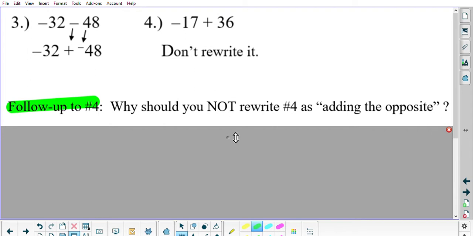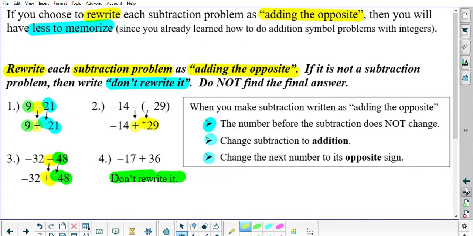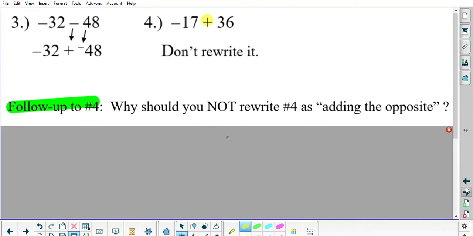All right, I hope you already answered this follow-up question to number 4. Why did we not make number 4 become adding the opposite? It's because, did you notice there's no minus in between the numbers? It's an addition problem already. What did our guided note say at the top? It said that subtraction problems are the same as adding the opposite. It didn't say addition problems are the same as adding the opposite, and this is an addition problem, isn't it?